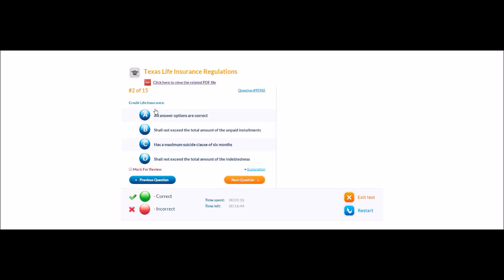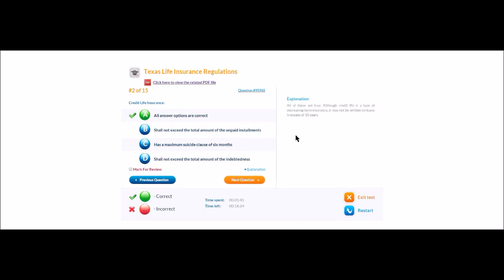Credit life insurance. A. All answer options are correct. B. Shall not exceed the total amount of the unpaid installment. C. Has maximum suicide clause of 6 months. D. Shall not exceed the total amount of the indebtedness. Okay. All answer options are correct.